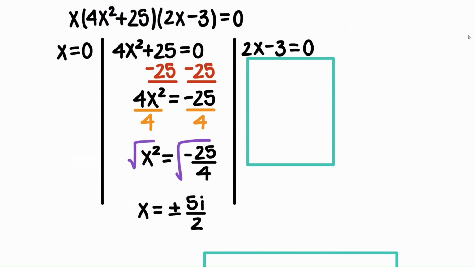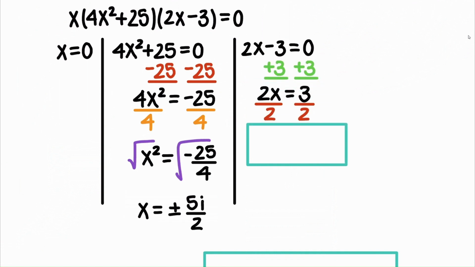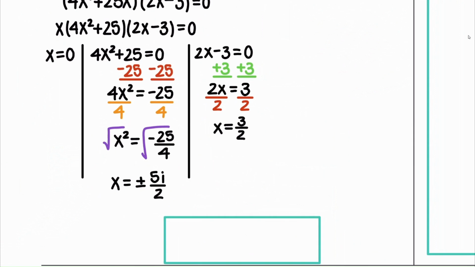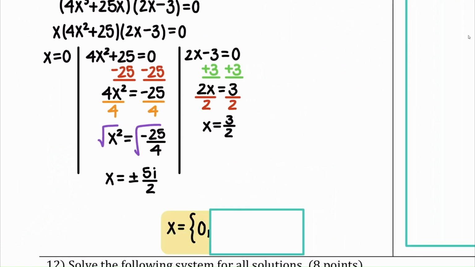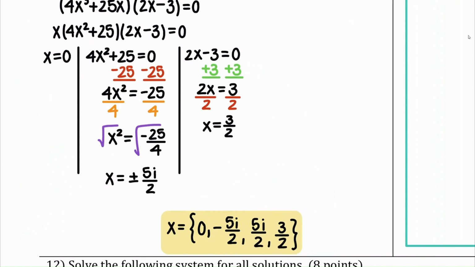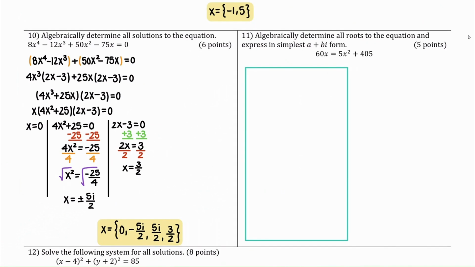And then lastly, from here, we can add 3 on both sides. Dividing by 2 gives us x equals 3 over 2. So this gives us our 4 solutions: x is 0, negative 5i over 2, positive 5i over 2, and positive 3 over 2. And so that concludes our answer for number 10.